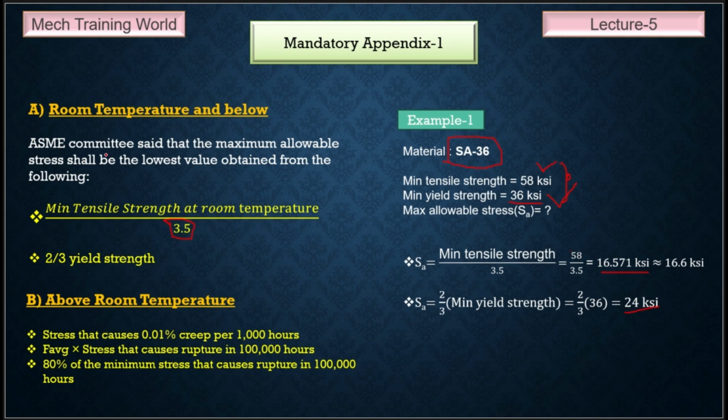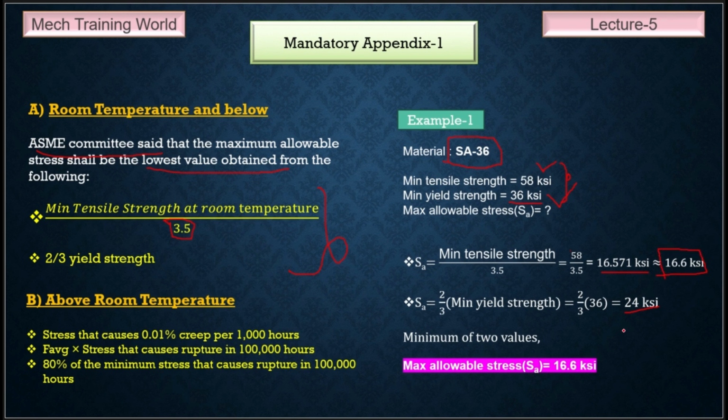I already informed you, the ASME committee said this maximum allowable stress is the lowest value obtained from both conditions. What is the lowest value you got from both these conditions, guys? It is 16.6 KSI. So this is your maximum allowable stress value. I hope you understand this condition.